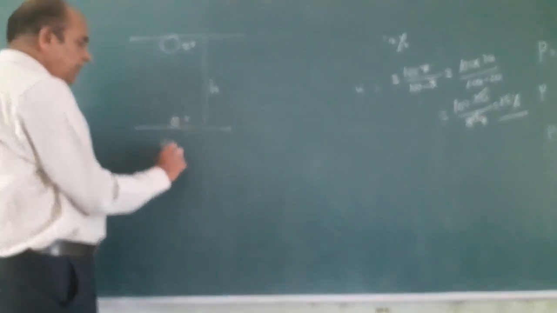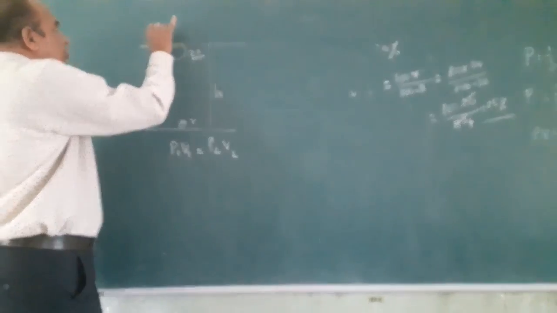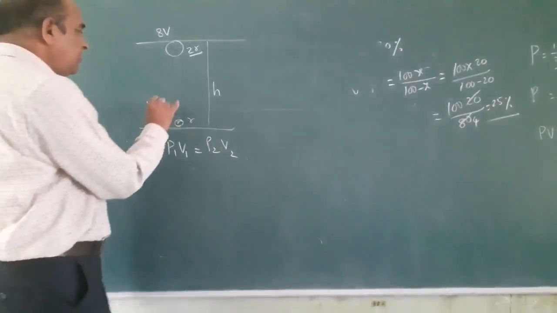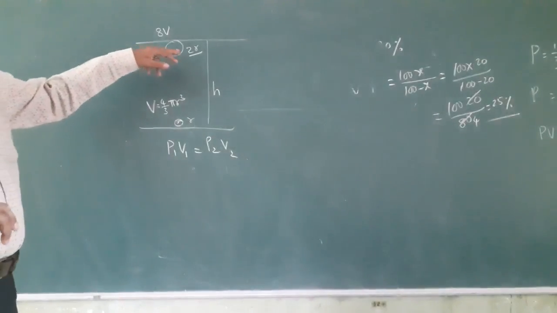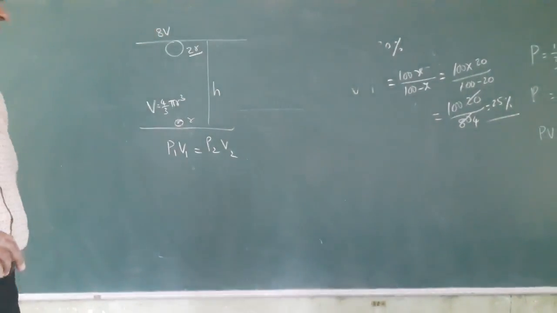So P1 V1 is equal to P2 V2. First of all, volume is V for this one. For this one, the radius is doubled and the volume increases by 8 times, 8V. Volume V is equal to 4 by 3 pi r cube, so here the volume is 4 by 3 pi (2r) whole cube. So the volume of the bubble increases 8 times, 8V.